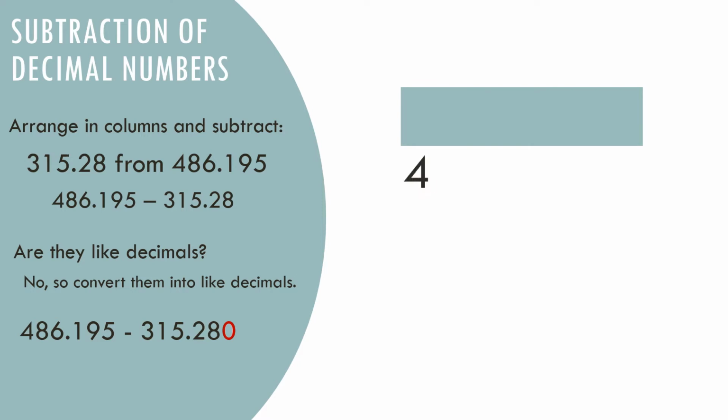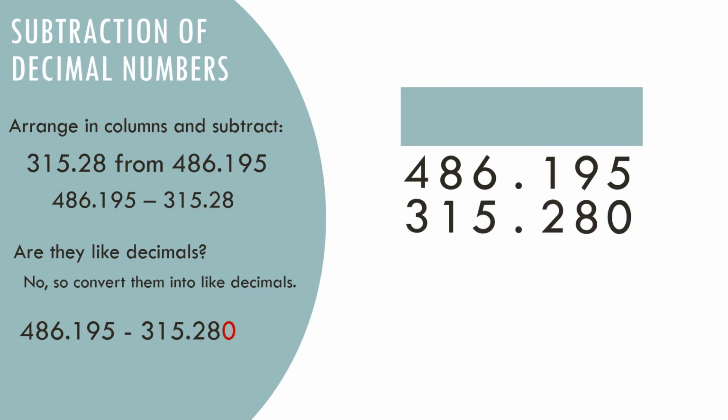Then write 486.195 and 315.280 in the place value columns. Now we draw a line so our answer can go below it, and write a minus sign on the left to show that we are doing subtraction. See, the decimal point should come one below the other in column. As usual, we start our subtraction from the right.